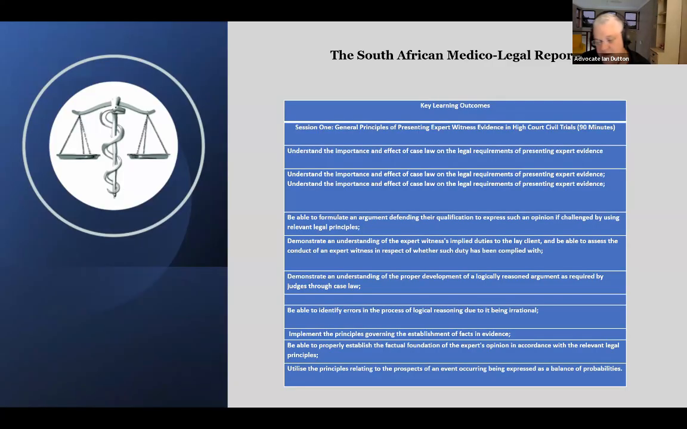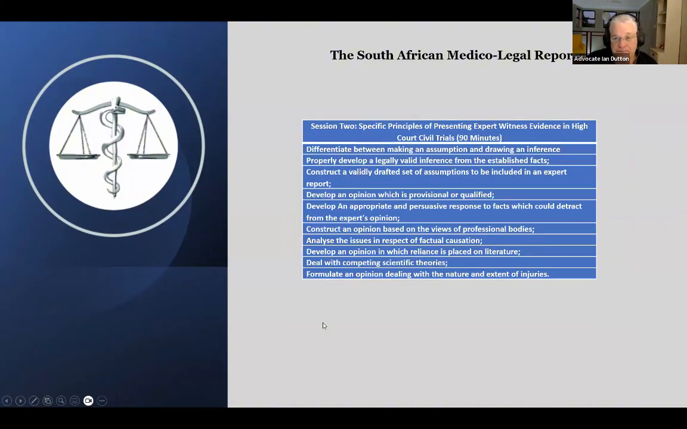And then utilize the principles relating to prospects of an event occurring being expressed as a balance of probabilities. This question comes up quite a lot: how do we deal with balance of probabilities as opposed to scientific certainty? Again, the intermediate expert witness course participants will know that there's law on this, that the courts have in fact pronounced on it. But we will then have a look at the skills involved in utilizing that balance of probabilities approach when dealing with expert evidence, either in your report or in your presentation.